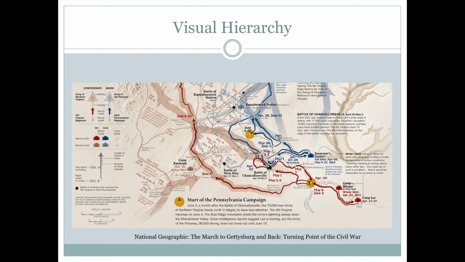This is an example with a lot going on, but great visual hierarchy from National Geographic. It's showing the March to Gettysburg and back during the Civil War, and by varying things like the thickness and the transparency of the arrows, they're able to show, for example, where different regiments versus the entire infantry marched during these battles, and it really works out nicely as far as showing what those patterns are on what could otherwise be an extremely complex map.